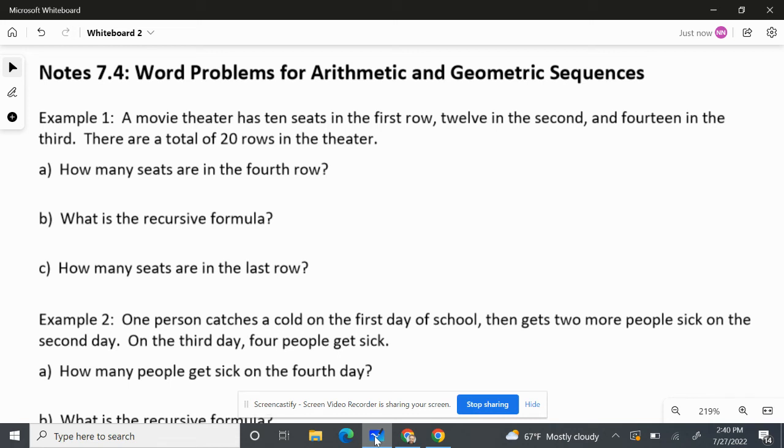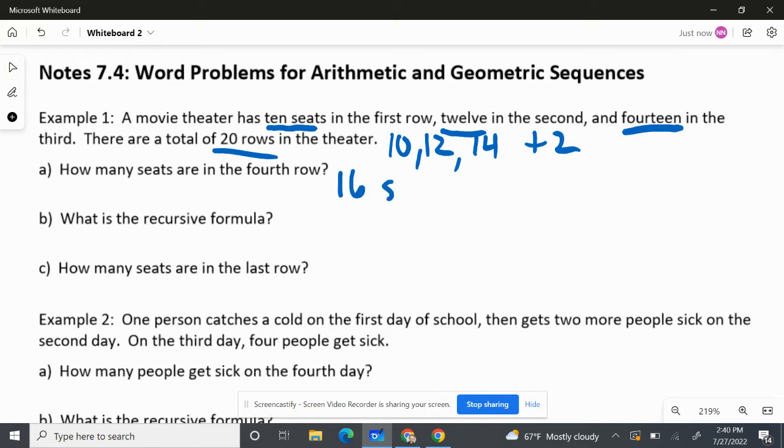What we're going to do is work on word problems for arithmetic and geometric sequences. So for our first word problem, it says a movie theater has 10 seats in the first row. It has 12 seats in the second and 14 in the third. There's a total of 20 rows. So I'm going to write my sequence 10, 12, 14. And so what I notice is that it's going up by 2. So when it says how many seats are in the fourth row, it would be 10, 12, 14, 16 seats.